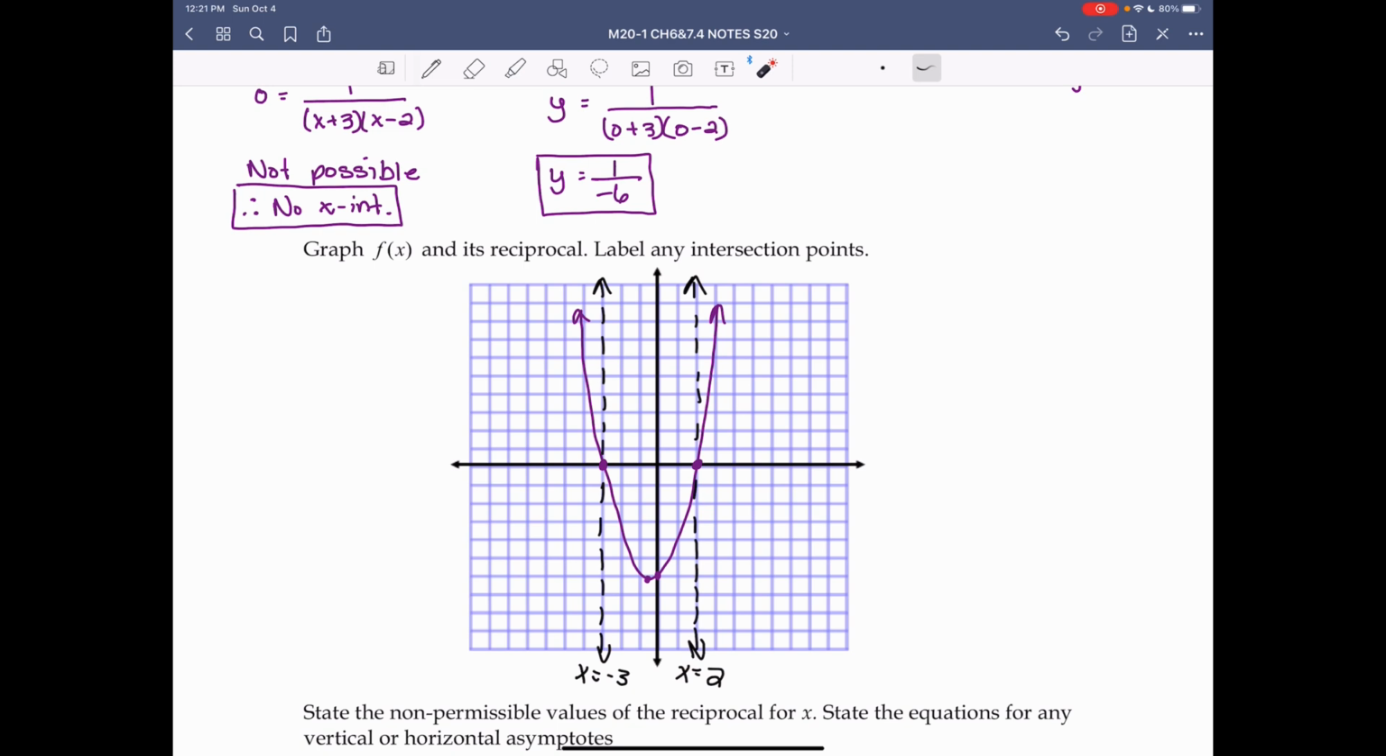Let's plot some points to help us draw the reciprocal. Reciprocal just means take the y value of the original function and put 1 over that value. So we can do that. Let's make a table here so we can plot some points.